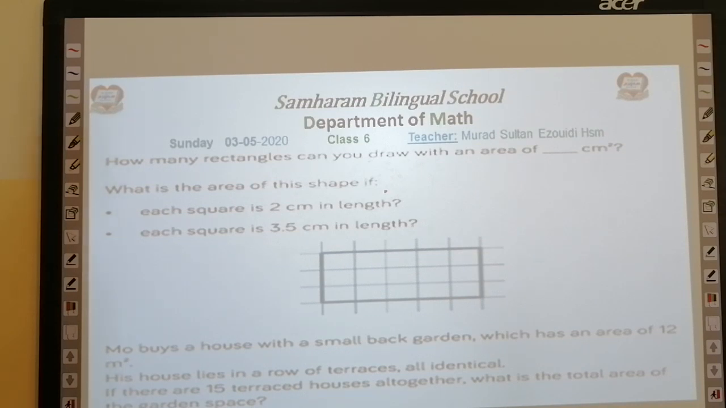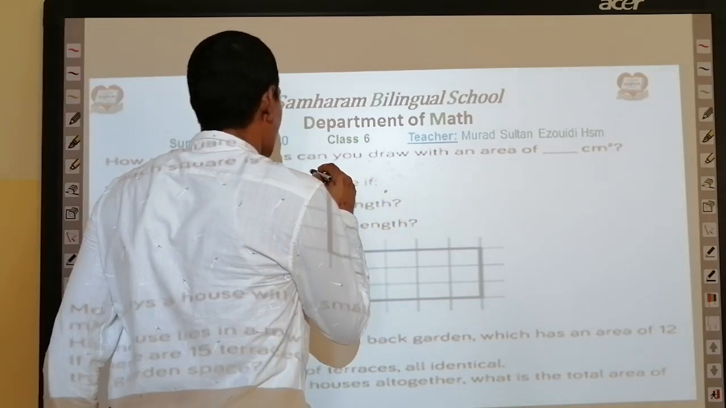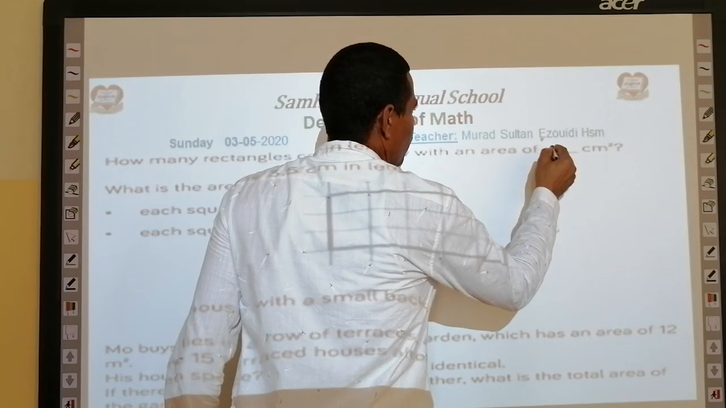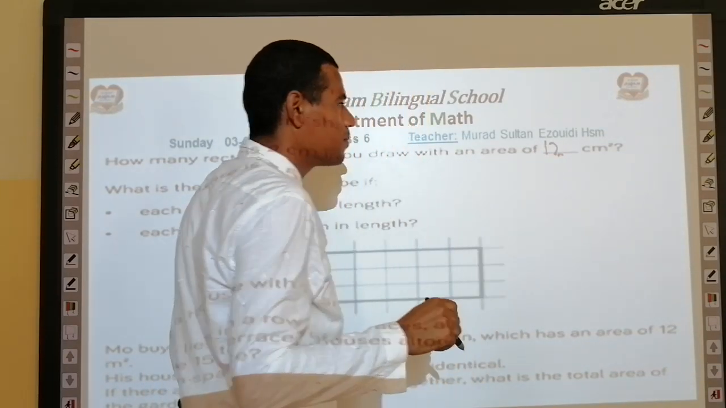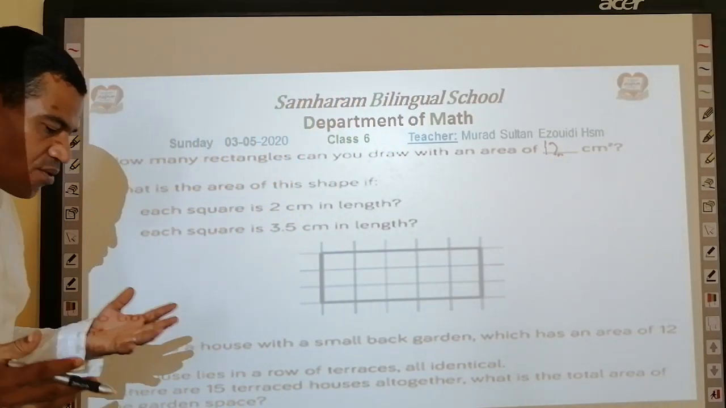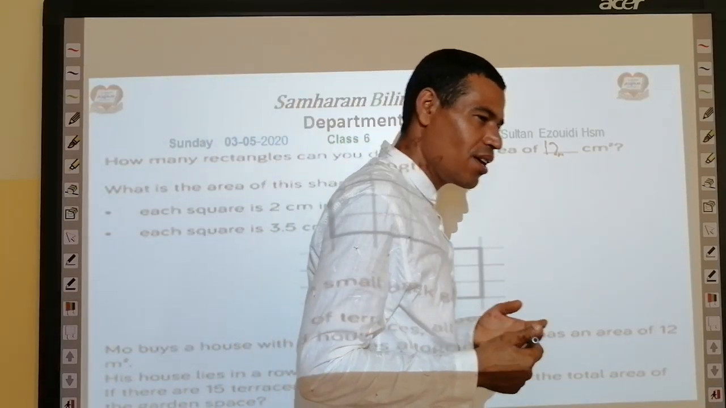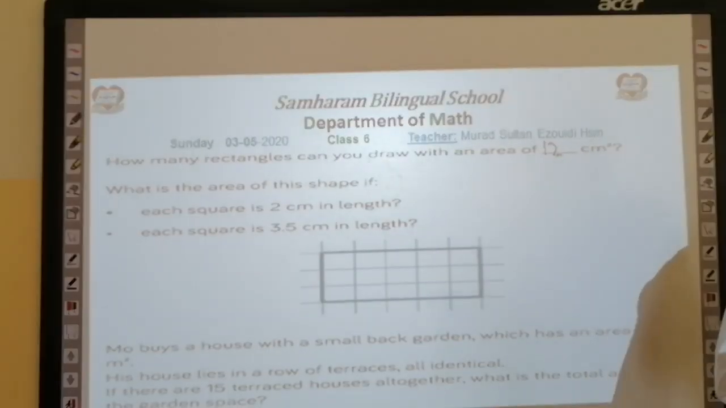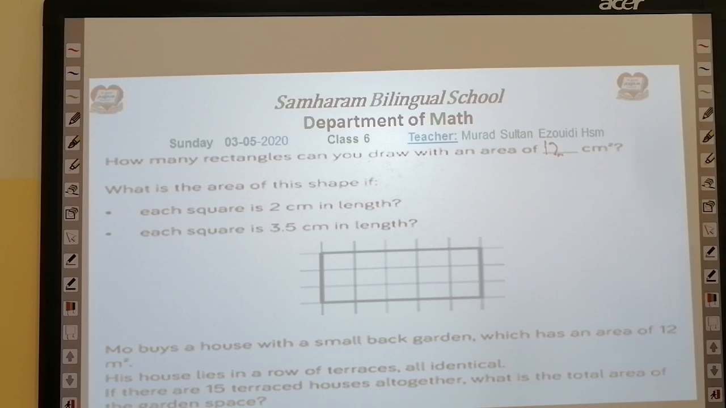How many rectangles can you draw with an area of 12 centimeters squared? How many rectangles can you draw? Can you count the rectangles that you will use that have the same area of 12?